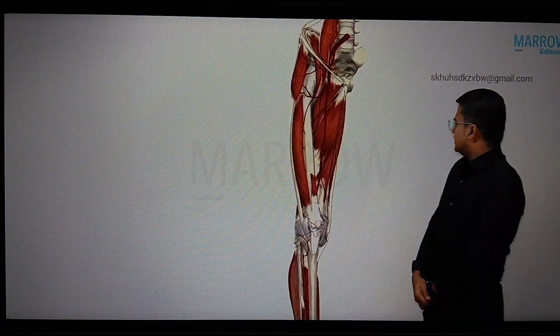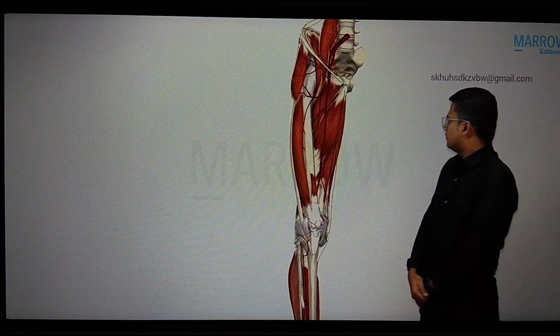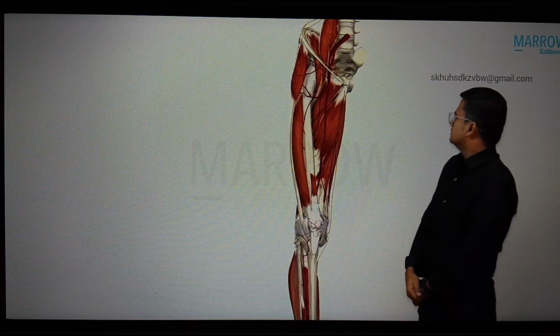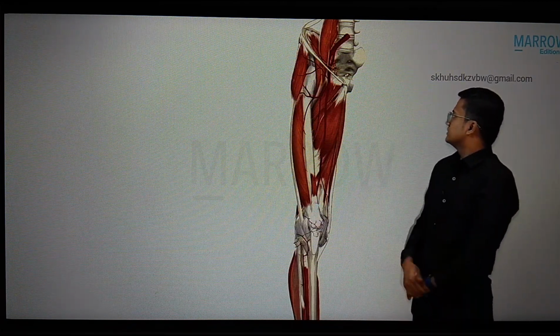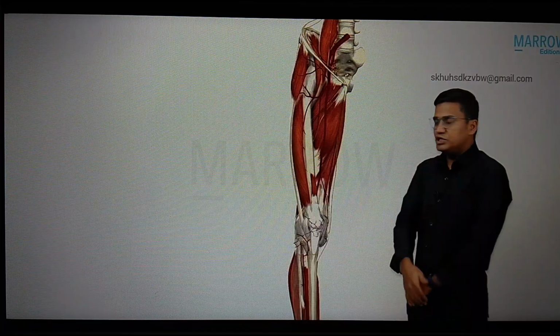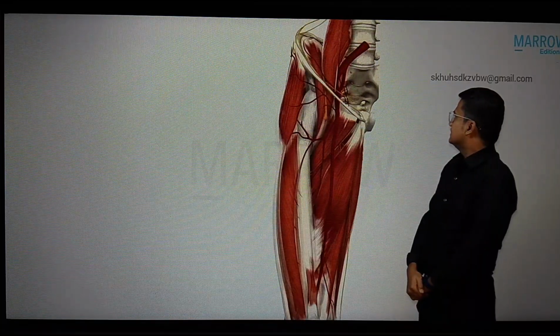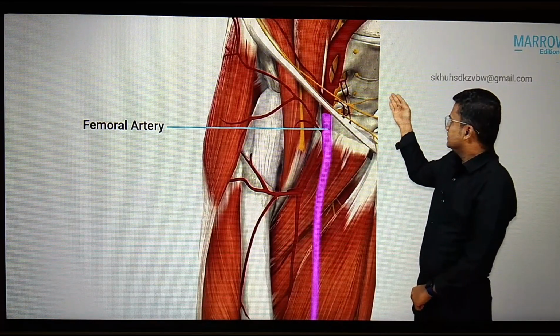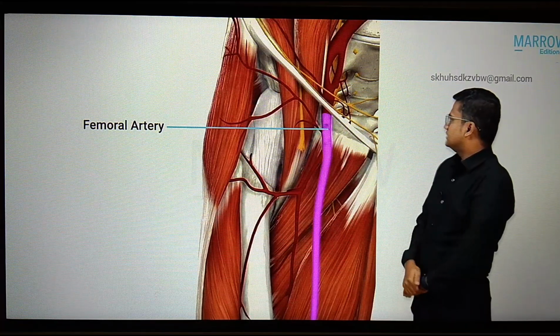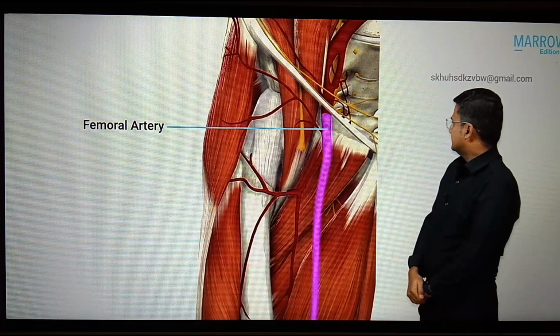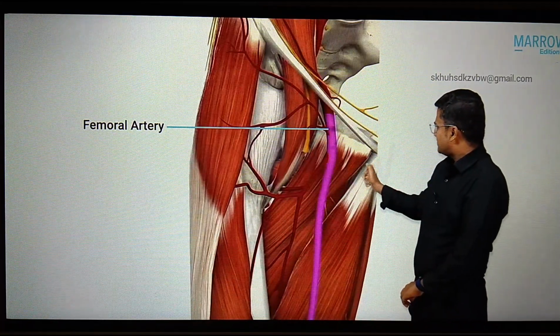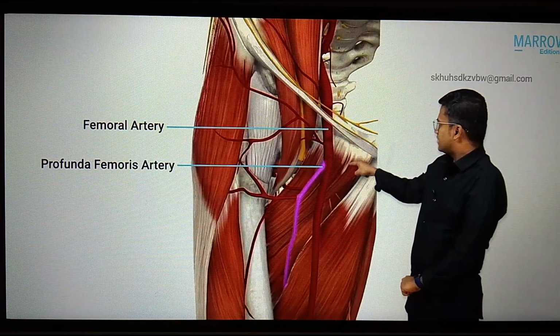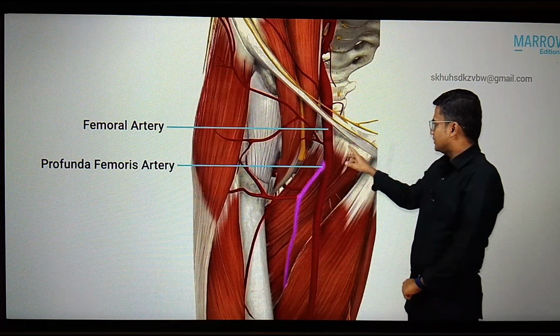Now we're going to see some animations for the blood supply of the lower limb. Now this is our femoral artery. The femoral artery is a continuation of the external iliac artery. That is the external iliac artery, which in turn continues as the femoral artery. Now the femoral artery's main branch we see is the profunda femoris artery.